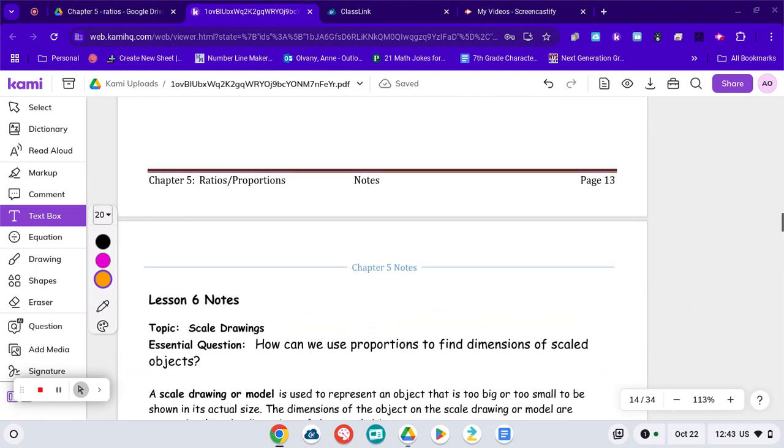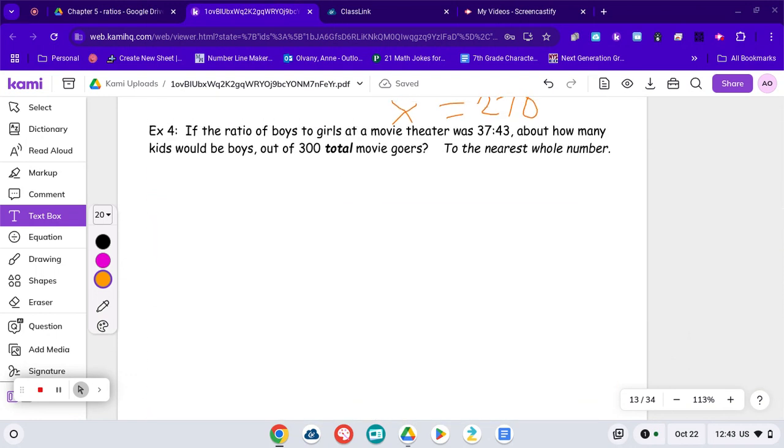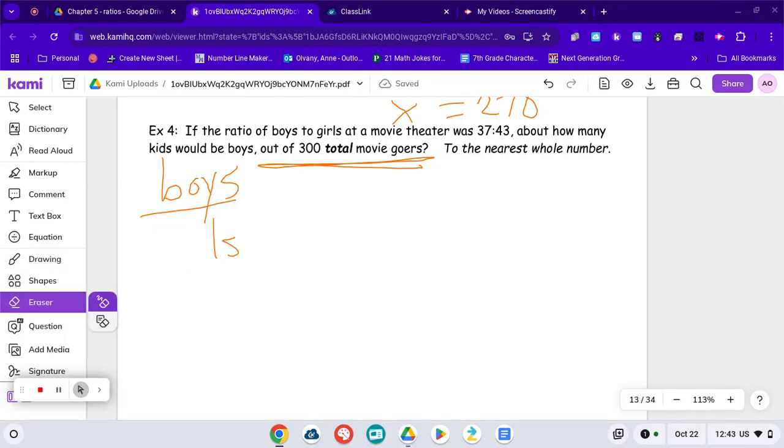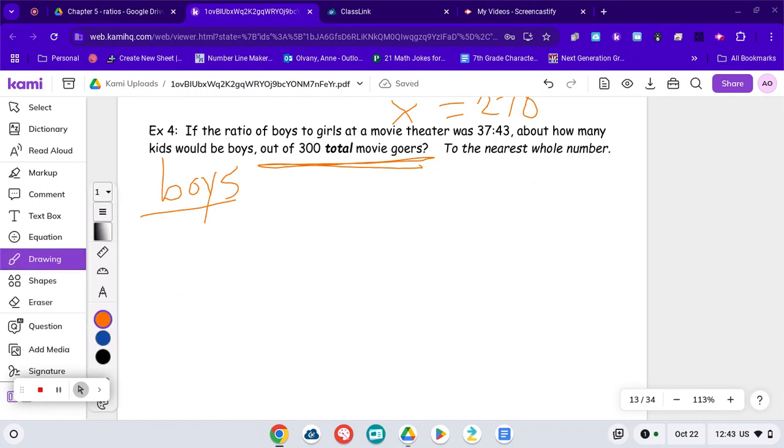Okay, next one, and this is the last one today. The ratio of boys to girls at a movie theater was 37 to 43. So it appears that we're looking for the ratio of boys to girls. I say appears because keep reading. About how many kids would be boys out of 300 total moviegoers? So here's what I need you to do. I need you to use your little eraser, right? Because we have erasers on pencils. We want to know how many boys to the total number of moviegoers.